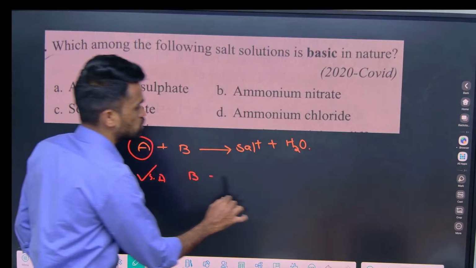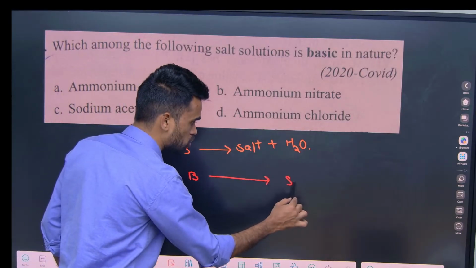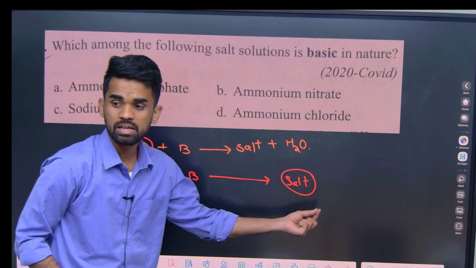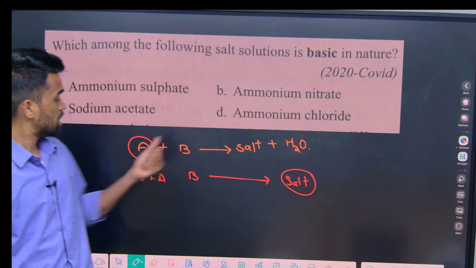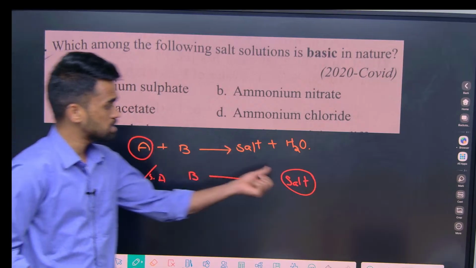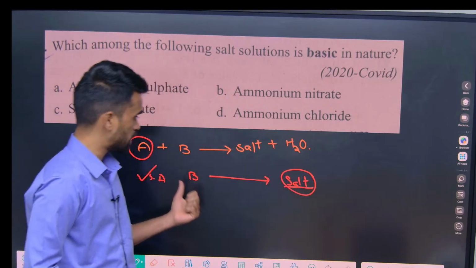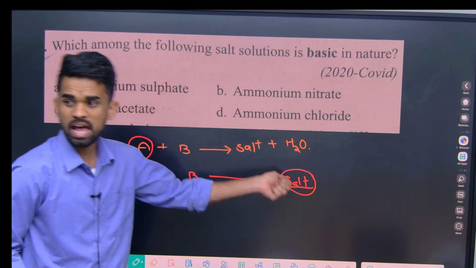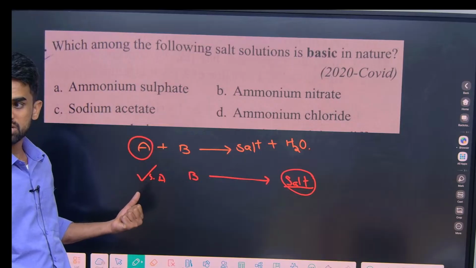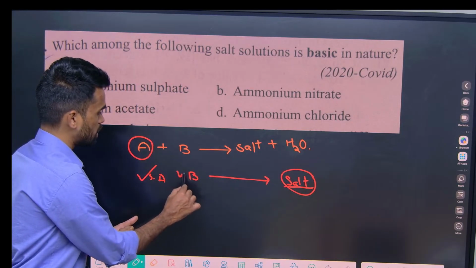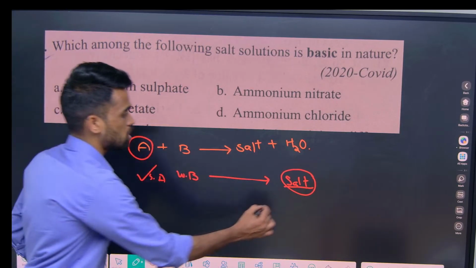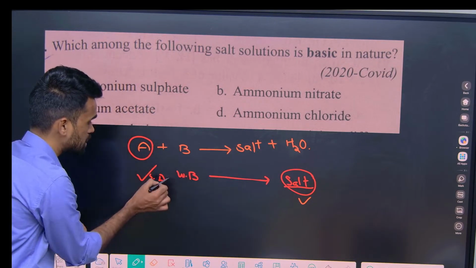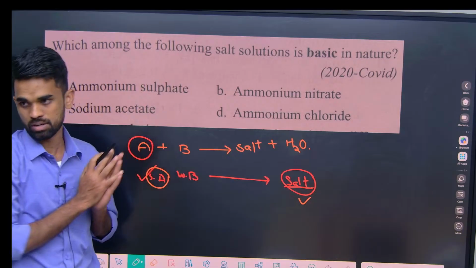But the salt solution will have the nature of whichever is strong. It means the salt solution formed by the combination will have the same nature as the one which is the strong electrolyte. Here I am taking a strong acid and a weak base. The salt solution of this strong acid plus weak base will have the nature of the strong one.